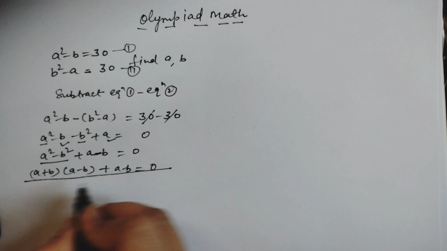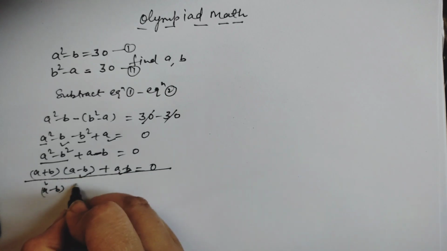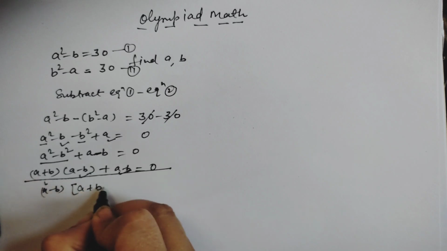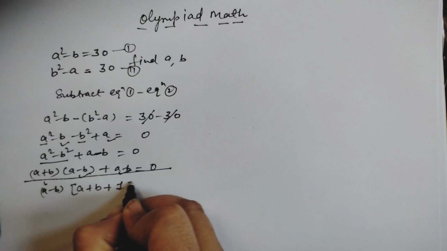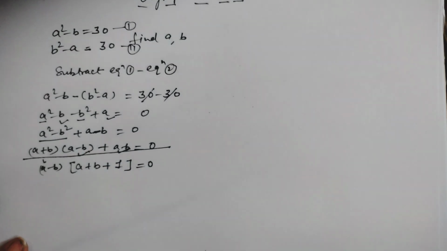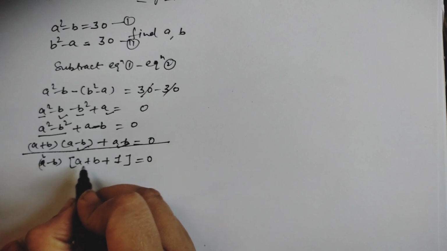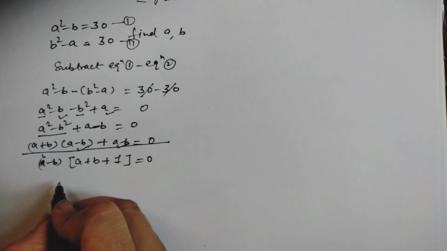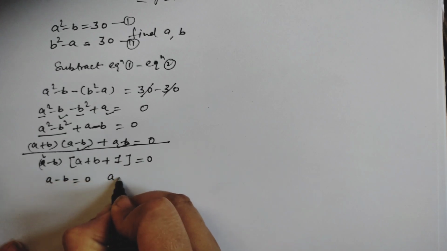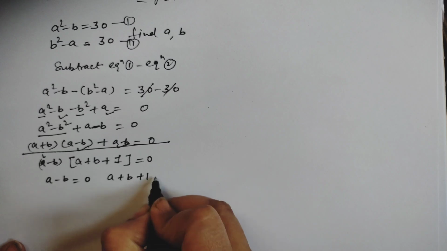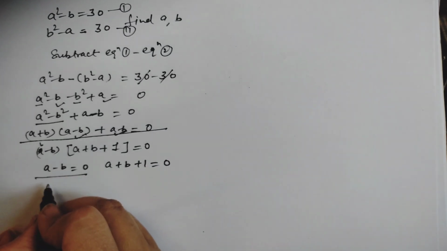In this equation, in the left hand side a minus b is the common part. So inside a plus b is remaining, and a minus b goes outside as common, so 1 is remaining, equal to 0. Then a minus b in a bracket, and another bracket a plus b plus 1, equals 0. So there are two situations: a minus b equal to 0, and a plus b plus 1 equal to 0.